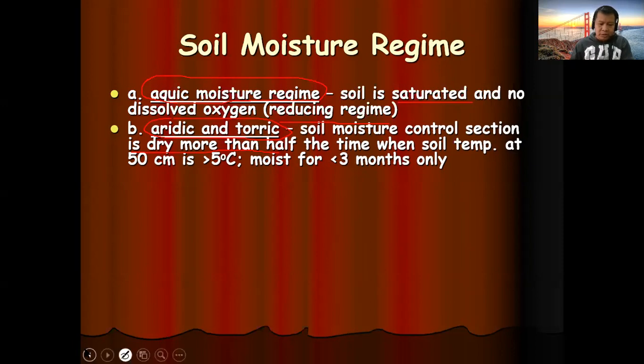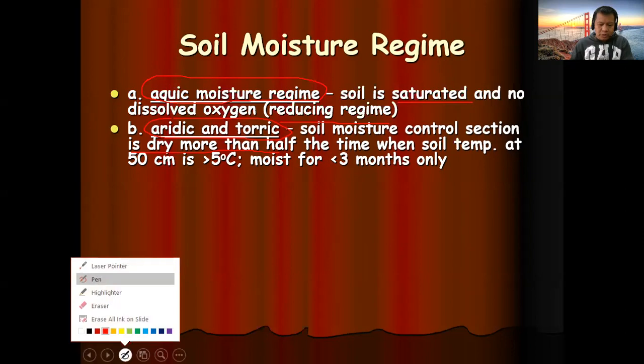So I guess we have to change the color of our printer because parang mag-contrast siya sa ano. I guess yellow is good.